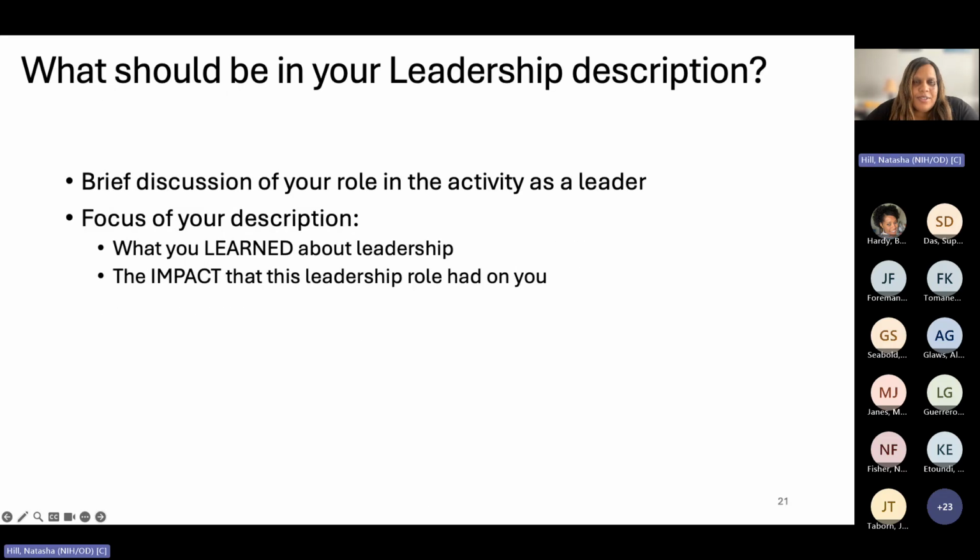Okay, leadership. So, leadership is another important experience to have. And again, you're going to want to have a brief description of your role in the activity as a leader, right? What did you do as a leader in this role? What did you learn about leadership and the impact that leadership role had on you? What did that mean to you? How did you grow as a leader? What skills did you develop through learning to be a leader, right? So think about that growth that you had through your role as a leader when you're talking about a leadership discussion.